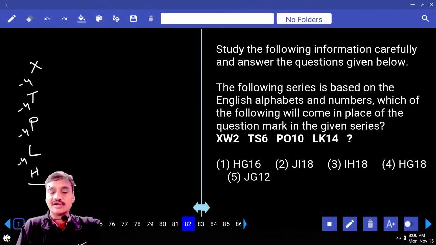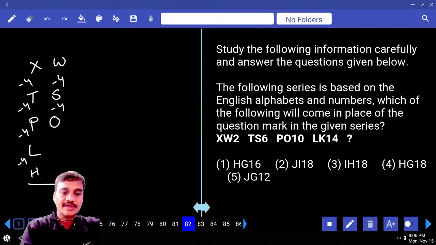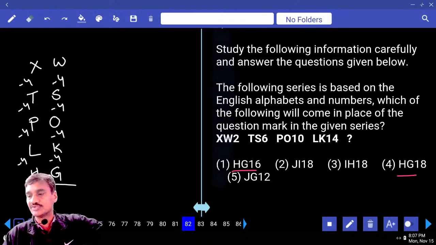Then the second one, W and S. W is here, S is here. The difference, 23 and 19, is 4. 19 and 15, the difference is 4. And 15 and 11, the difference is 4. 11 -4 is 7. The seventh letter is G. Hence H and G. And again we have 2 different choices with H and G.